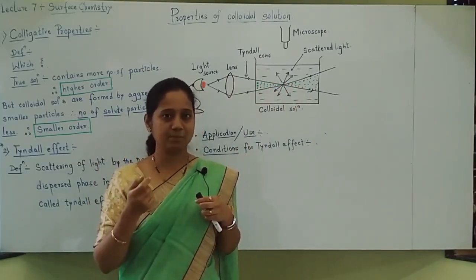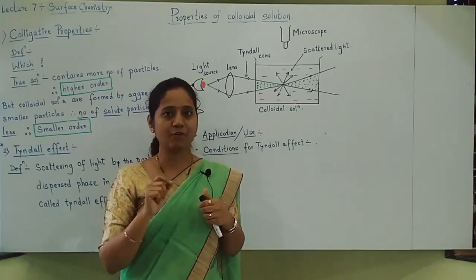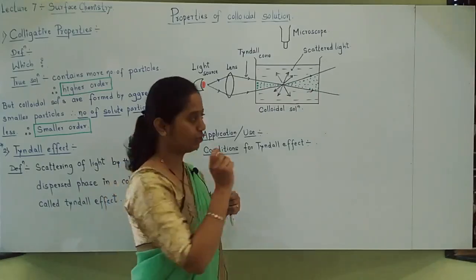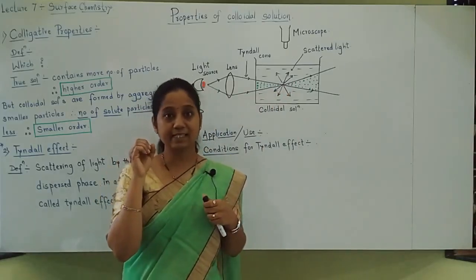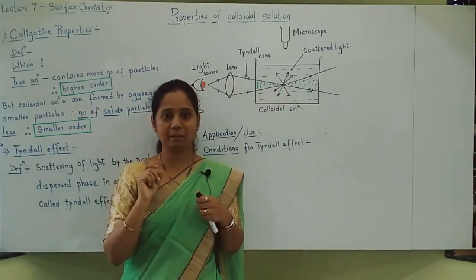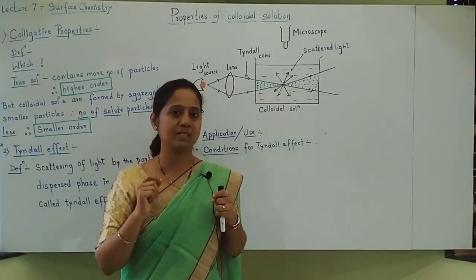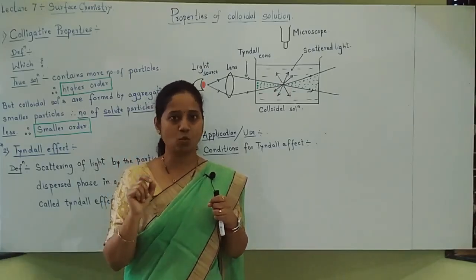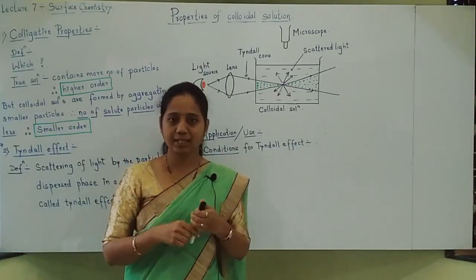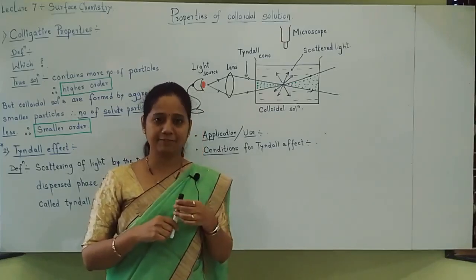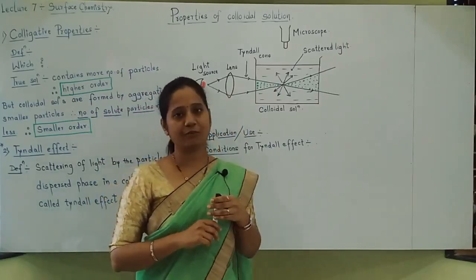Path of light is made visible in the form of bright cone, and this bright cone is formed due to scattering of light. You can see in the middle, here I have shown scattered light. Light gets scattered. Who will scatter the light? Colloidal particles. And due to this scattering of light, the path of light becomes visible in the form of bright cone. This is due to scattering of light, and this effect is called as Tyndall effect. I hope you understood the Tyndall effect very well.